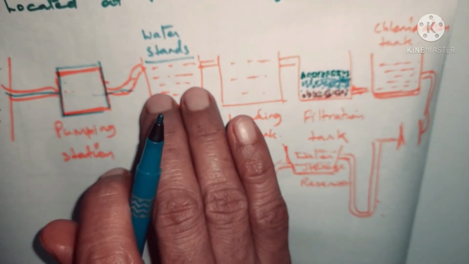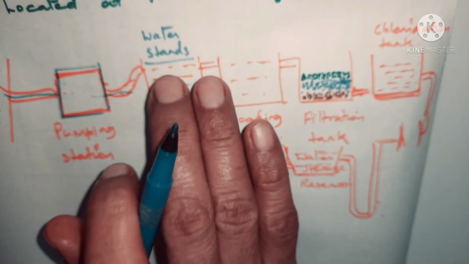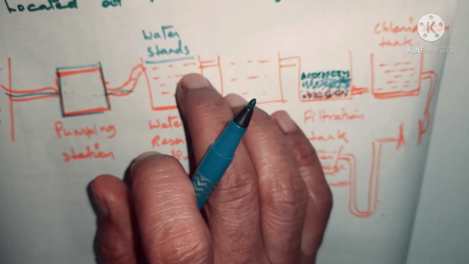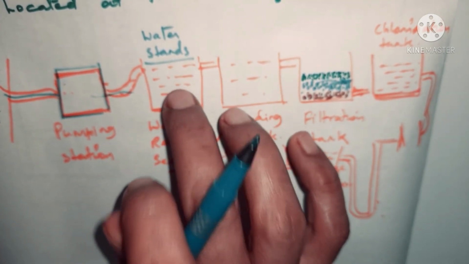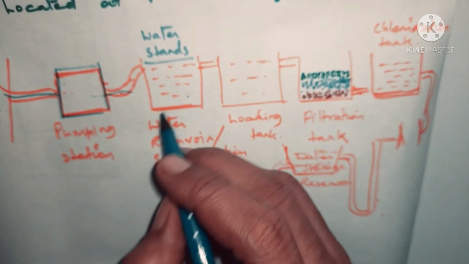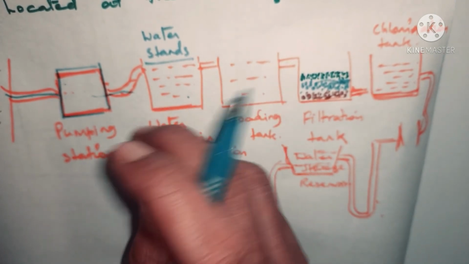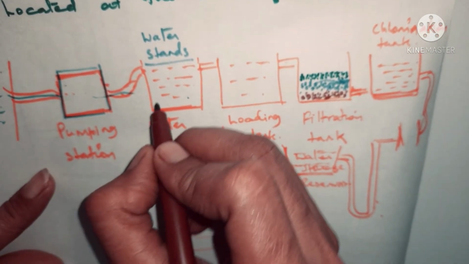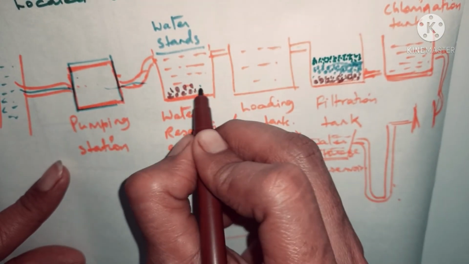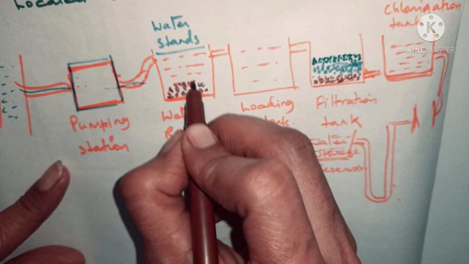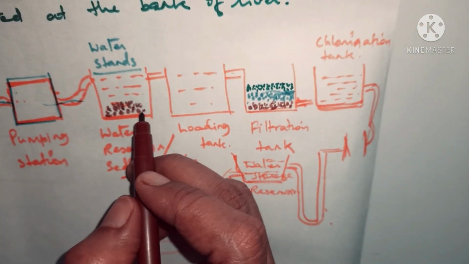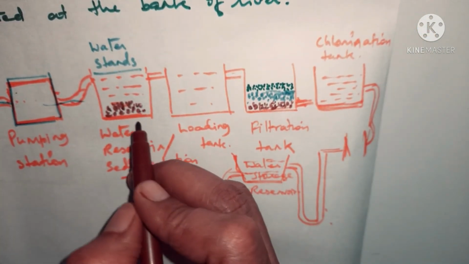And what happens during this time while the water stands here? Many of the insoluble substances present in the water get settled at the bottom of the tank. The heavy impure particles settle down and accumulate at the bottom of this tank.